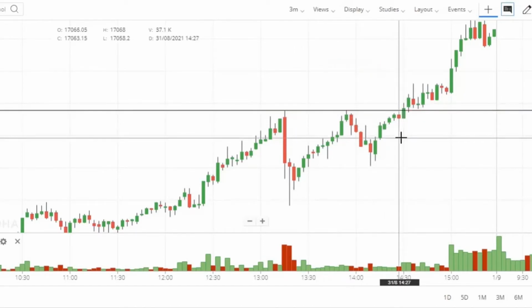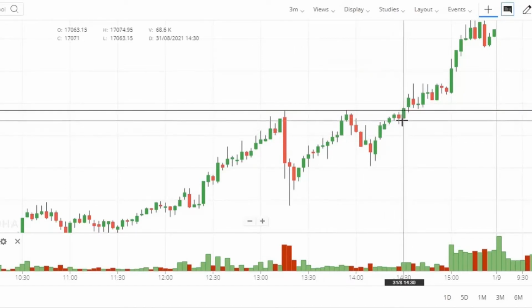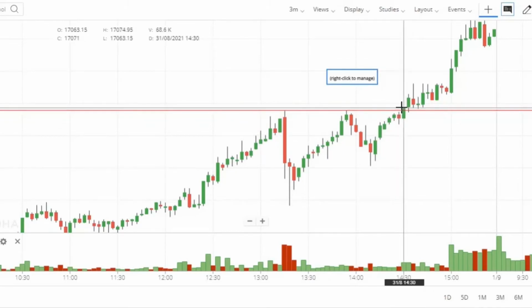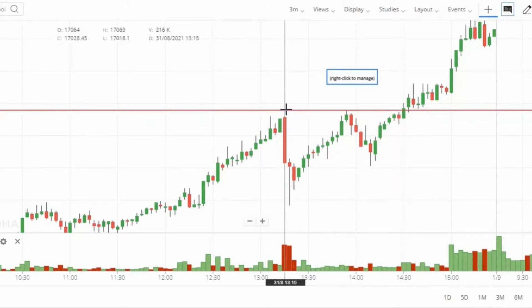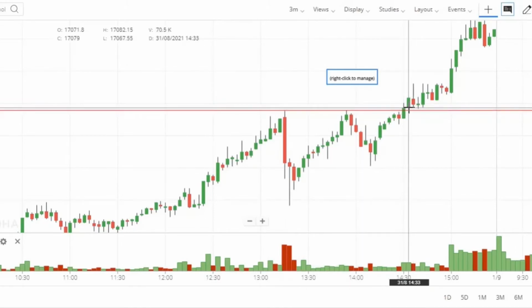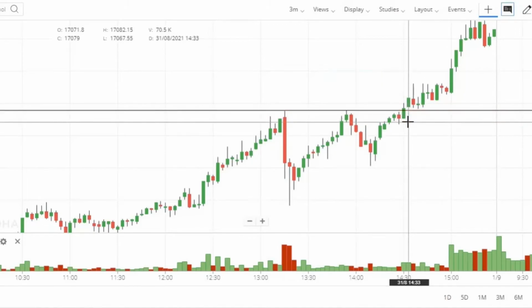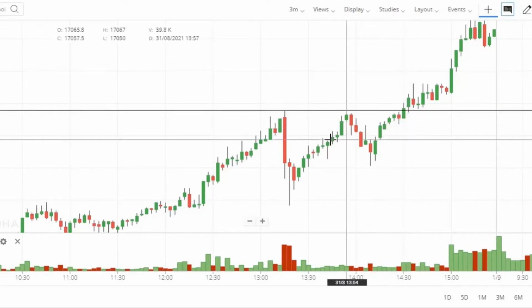This candle not only took out the high, but also gave a sustainable close above this high. This is exactly where you buy. Where would the stop loss be? The stop loss usually can be the midpoint of this candle.